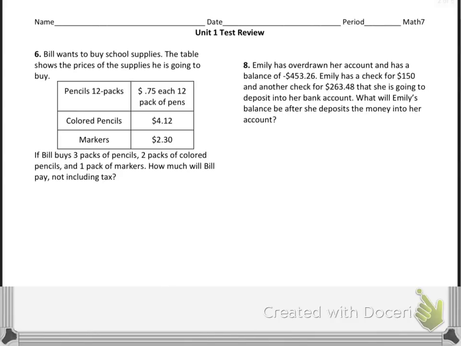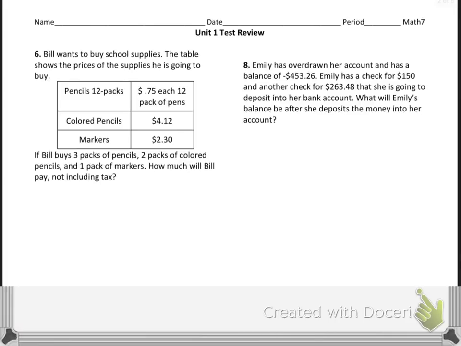Number 6. Bill wants to buy school supplies. The table shows the price of the supplies he is going to buy. If Bill buys 3 packs of pencils, 2 packs of colored pencils, and 1 pack of markers, how much will Bill pay, not including tax? Alright, so there's a couple different ways you can do this. You can do repeated addition, or you can do multiplication. I'm going to show both the different ways for each individual one.